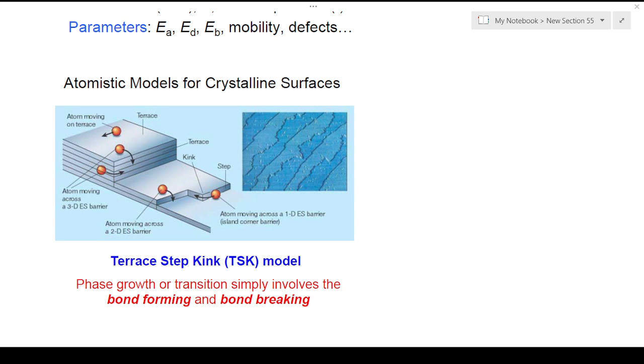Okay, so now we can see there are different types of growth modes, which are mentioned in different cases. Okay, here you can see that, as I said, there are different formations.